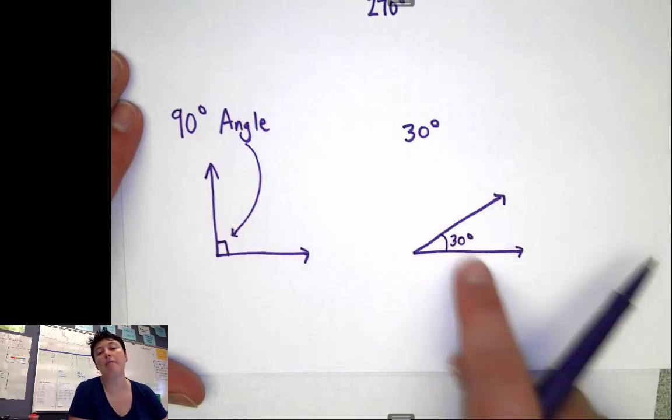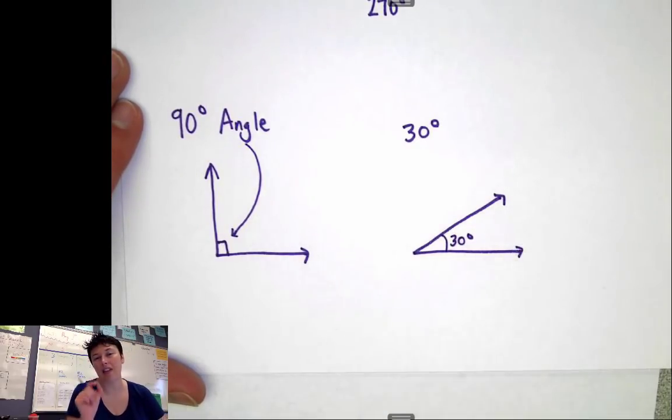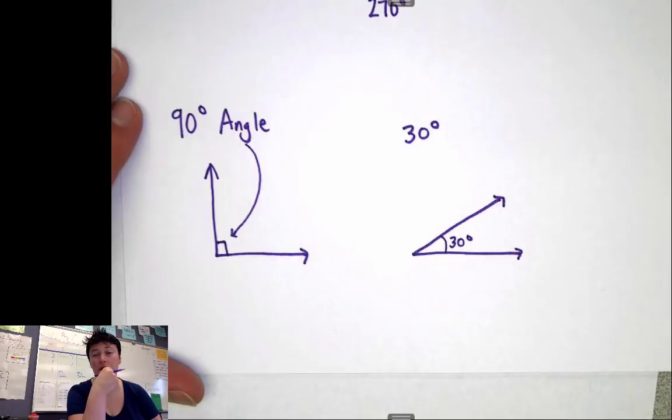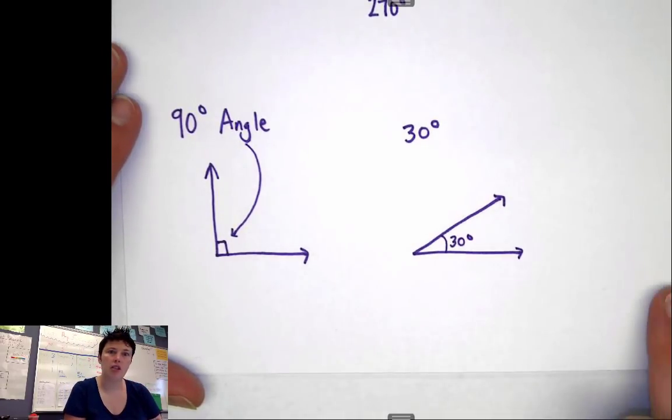Now I'm just guessing, I'm estimating. If I want an exact, true 30-degree angle, I need tools to do that. I need to use something like a protractor. But in this video, I'm not going to use any tools. I'm just going to talk about estimating first. So let's continue with this process.